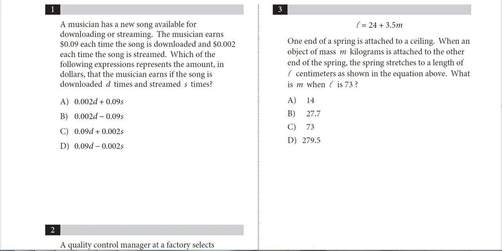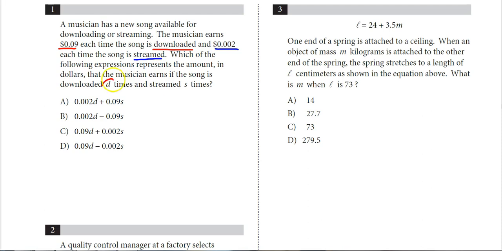Alrighty, a musician has a new song available for downloading or streaming. You earn 9 cents every time you download it. So 9 cents goes with downloading. Then you have 0.002, so less than a penny every time it's streamed. Which of the following represents the amount in dollars that you earn if the song is downloaded D times?